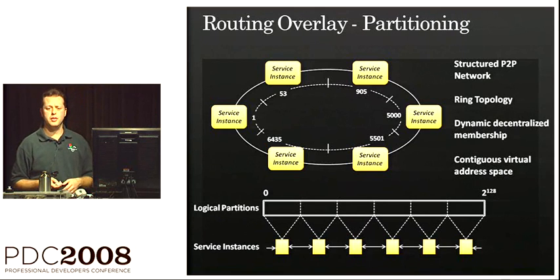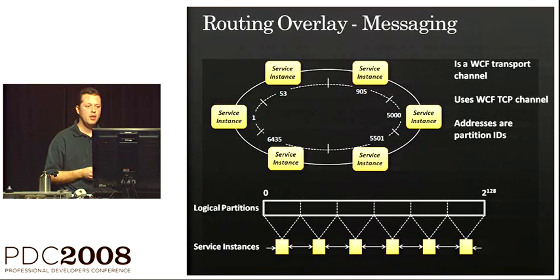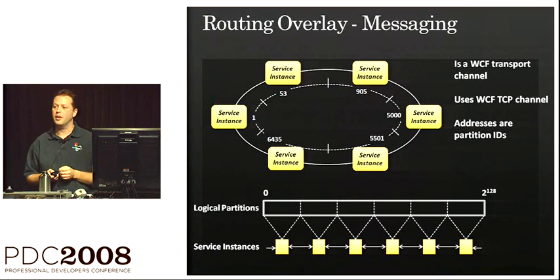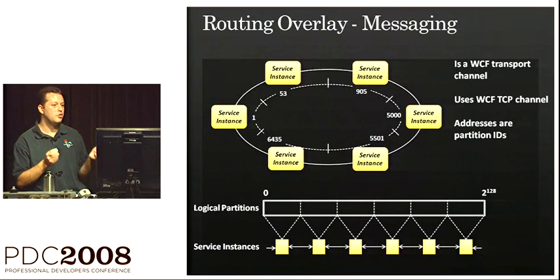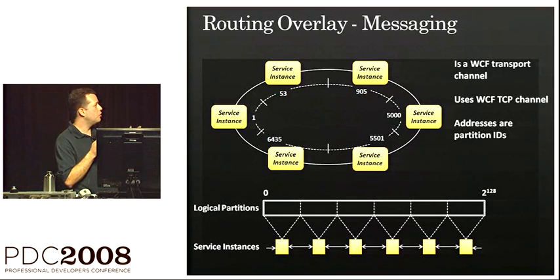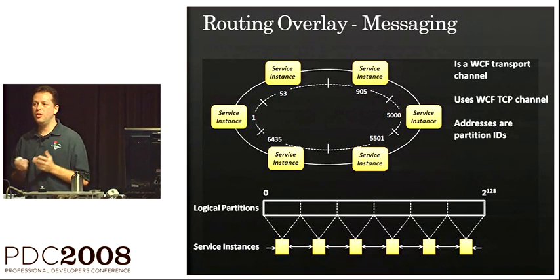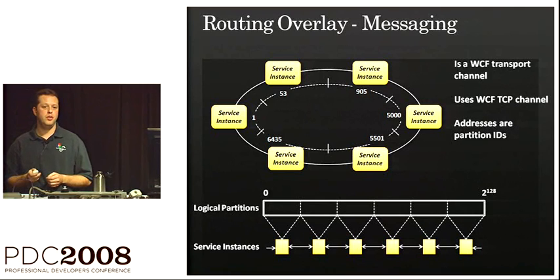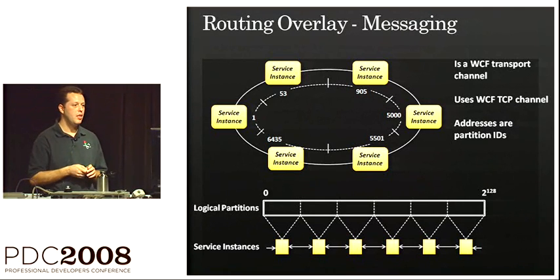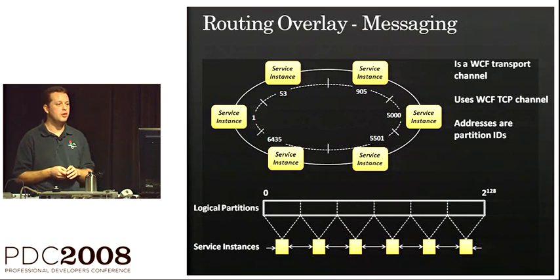So that's kind of cool, but what do we do with it? Well, we do messaging, of course. And so the overlay uses the ring to provide a messaging model on top of those virtual partitions, on top of the virtual address space. The service sees the ring. The abstraction that the ring provides is that of a Windows Communication Foundation, a WCF channel. Sending on the channel sends a message into the ring. And receiving from the channel pumps a message out of the ring. It's what you would expect.